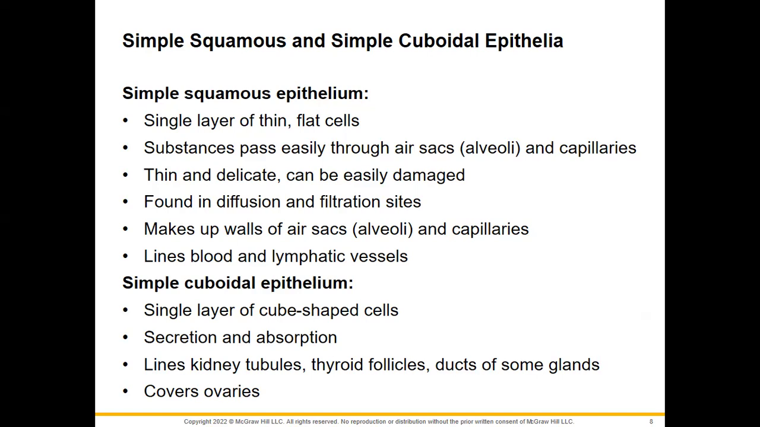Examples of where you'll find simple cuboidal epithelium: you'll find them lining the kidney tubules. You'll find them in the follicles of the thyroid, and you'll find them in the ducts of some other glands like your sweat glands. These are also the cells that cover the ovaries. So simple squamous, single layer of thin flat cells; simple cuboidal, single layer of cube-shaped cells.